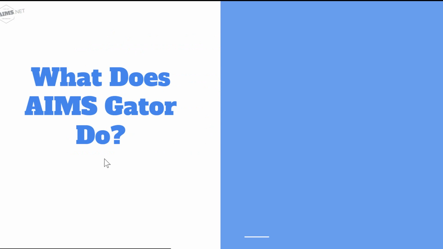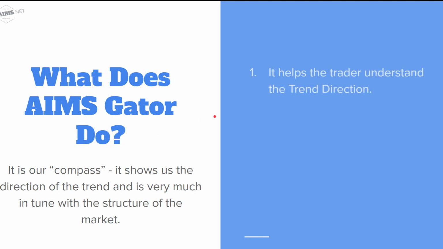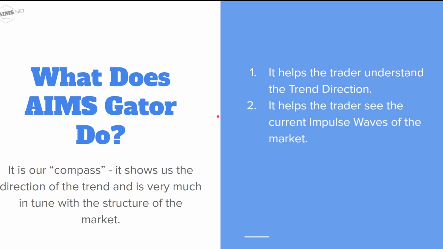Okay, so now let's look at what AIMS Gator actually does. So basically it is our compass. It shows us the direction of the trend, and it is very much in tune with the structure of the market. It helps the trader understand the trend direction. That's number one. The second point is that it helps you see the current impulse waves of the market. So that's also important. You don't have to go into the details of Elliott wave.